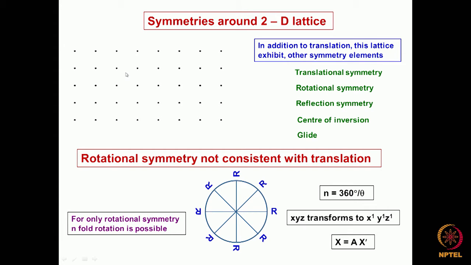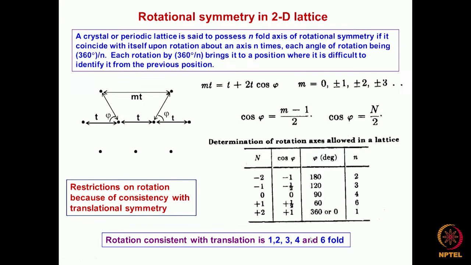So that means that it is not consistent with translation. That type of symmetry, infinite symmetry, is possible around a point. But if we look for a symmetry which is consistent with translation, there are certain restrictions. These restrictions we can easily find out by looking at this figure.